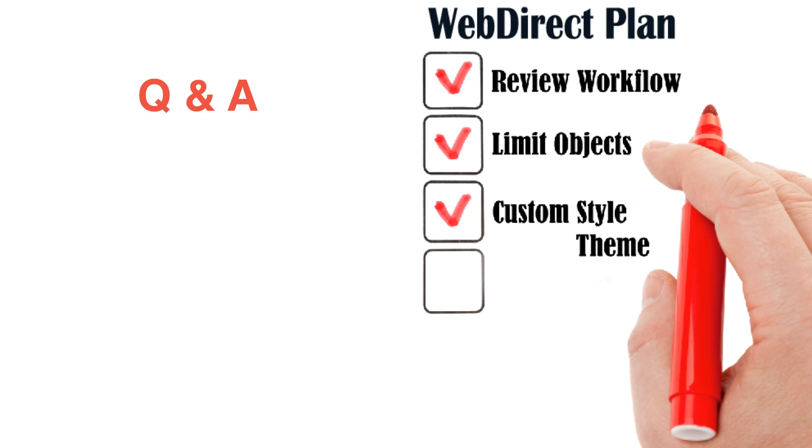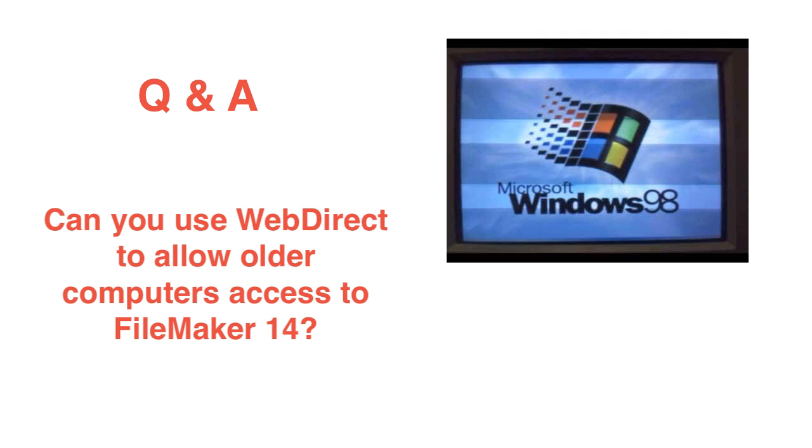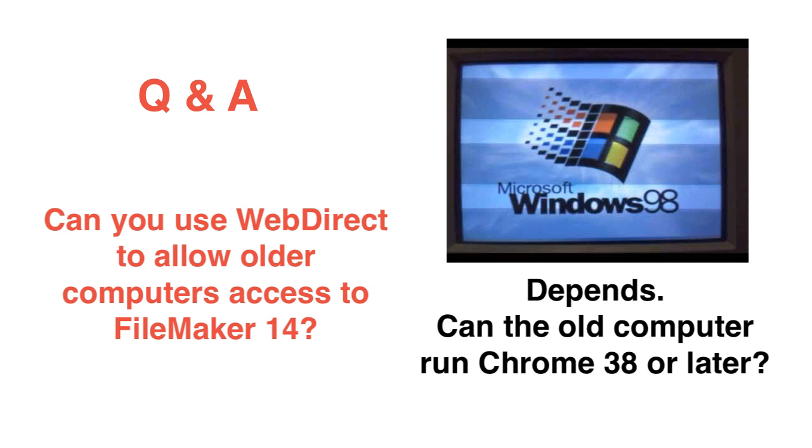Next question. This is very similar. Can you use WebDirect to allow access for older computers to FileMaker 14? So we're into this issue of, can you use a Windows 98 machine or Windows 2000 machine or something like that to get access to FileMaker 14? I guess the question would be, can you run Chrome 38 or later on those machines? I don't know how far Chrome 38 will run on an old Windows machine. I guess if you can run Chrome 38 on one of those older machines, it might work. Your mileage may vary. I haven't tried that.